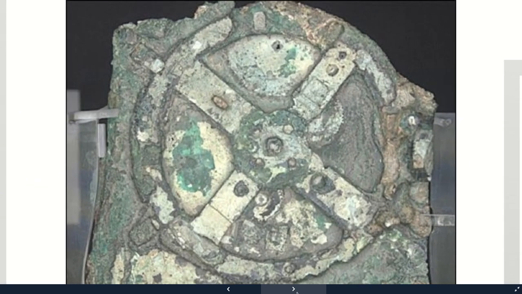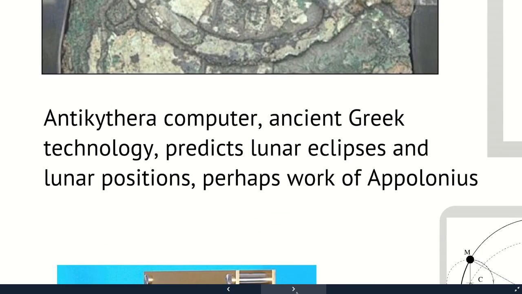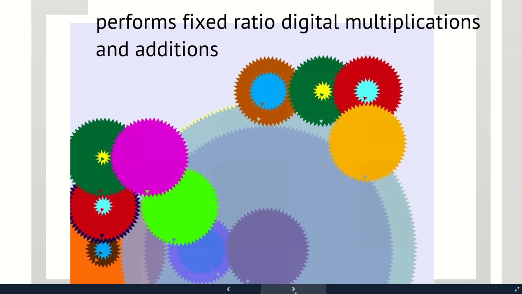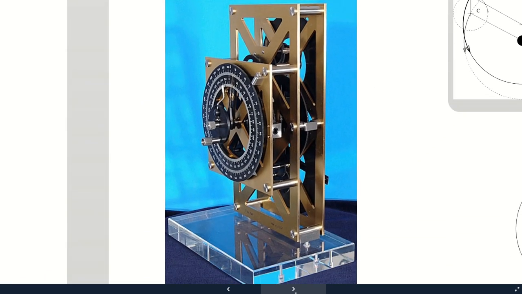This is a photo I may have shown in some of my other videos. It's a picture of an ancient Greek computer that was dredged from the seabed at the start of the 20th century, made out of bronze. It was able to predict lunar eclipses, lunar positions, and the apparent positions of the other planets. And it could perform fixed ratio digital multiplications and analog additions using cogwheels. Replicas of it have been built and now work.